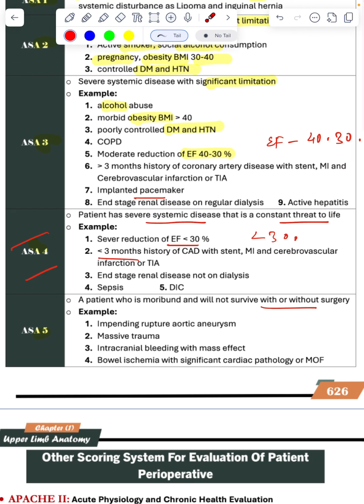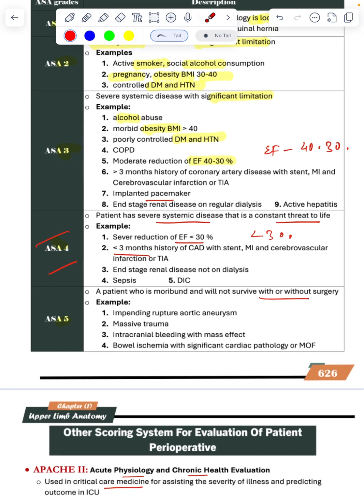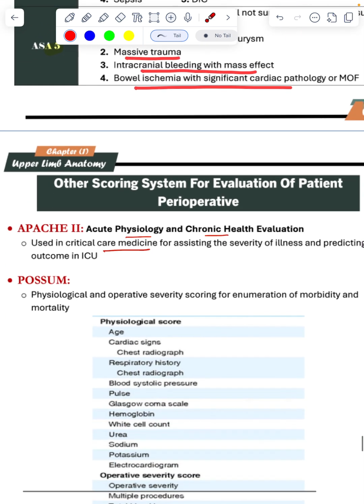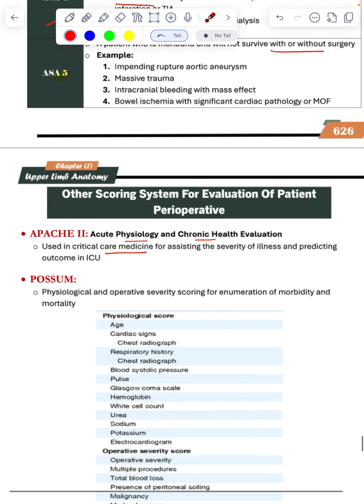Grade 5 are very moribund patients, meaning with or without surgery the patient cannot survive. That's why this is the table death consent. Impending rupture, aortic aneurysm, massive trauma, intracranial bleed, mass effect, bowel ischemia. These are grade 5. Other scoring systems: APACHE scoring, acute physiological and chronic health evaluation, critical care, it is for ICU.